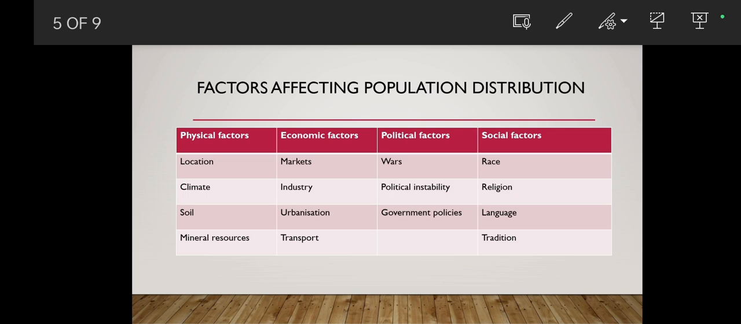Political factors. Wars. Wars can impact population distribution in a place by causing significant population movements, which can lead to a decrease in density in some areas and an increase in others. Second factor under political factors is political instability.